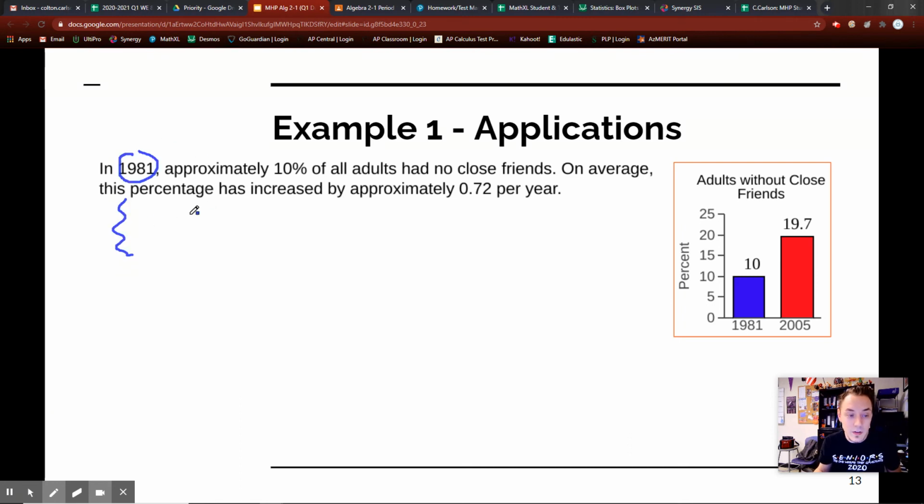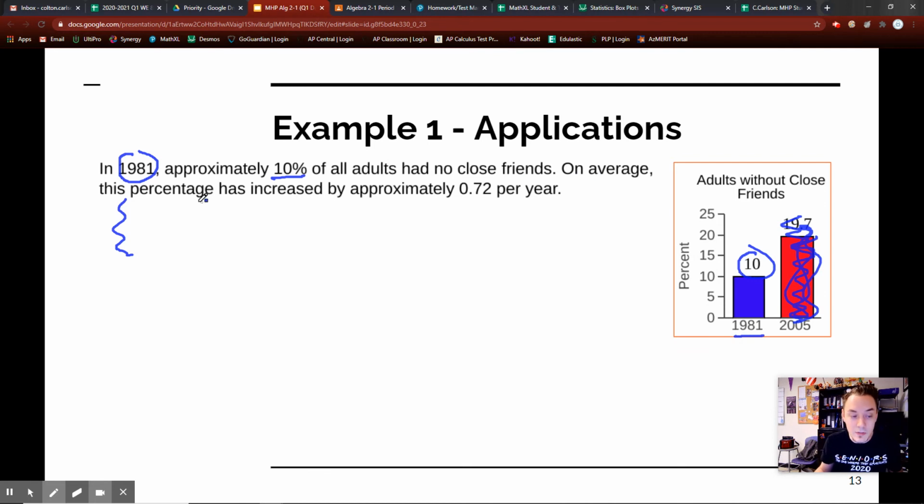So first things first, I want to notice a couple things before I list out my variables. The first thing I notice is it's in 1981, and on this graph that they give us, they say 1981. So am I concerned with the 2005? That's a no can do. I'm not concerned with that, so I'm going to scribble it out because I don't care about that. I'm only concerned about the 1981% of adults without close friends, and in this case, it's 10%. So I'm also going to underline that here.